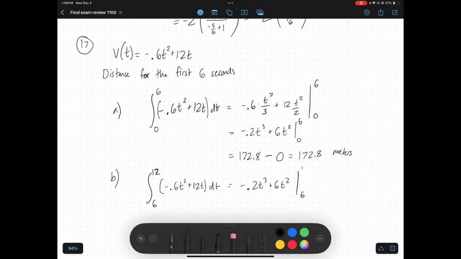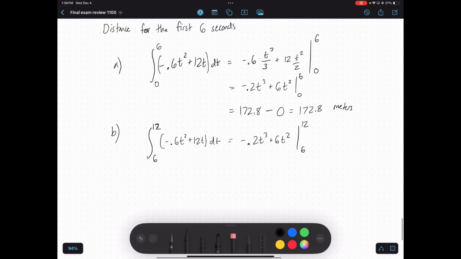But now my lower bound is 6 and my upper bound is 12. I need to plug in 12 and plug in 6. Let's see what I get. When I plug in 12, I get 518.4. When I plug in 6, what do I get? We already did the work for that, 172.8. Subtract those, and I get 345.6 meters. Picking up speed. It's going farther and farther.